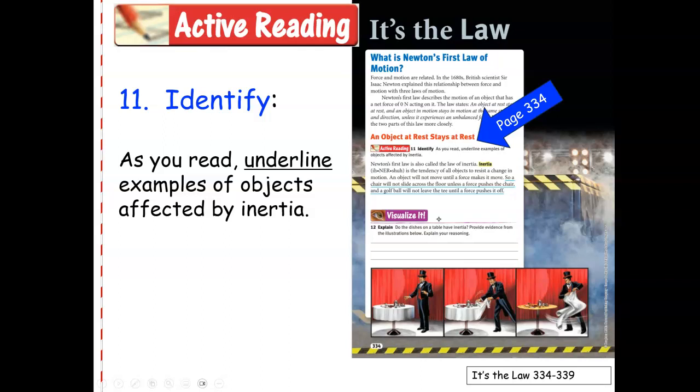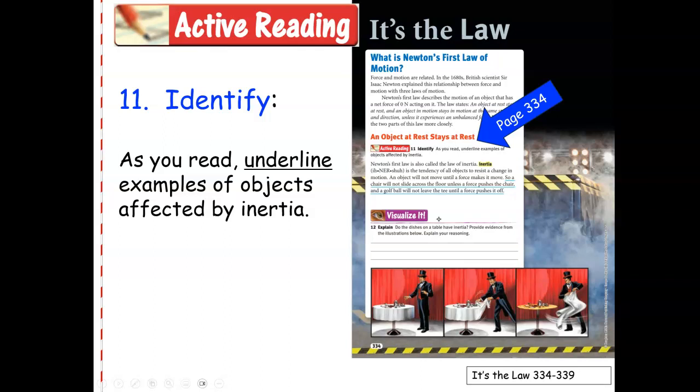The first question says, as you read, underline examples of objects affected by inertia. First we have to talk about Newton's first law. Newton's first law states an object at rest stays at rest and an object in motion stays in motion at the same speed and direction unless it experiences an unbalanced force.